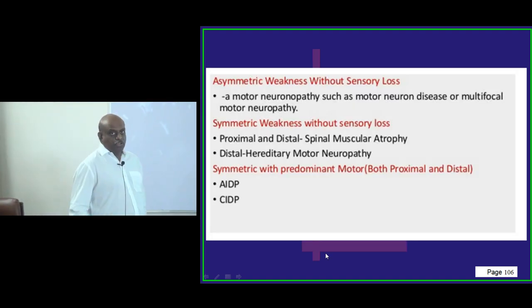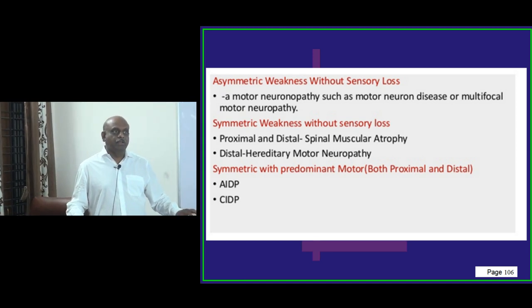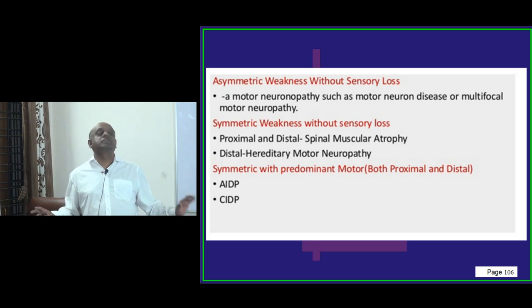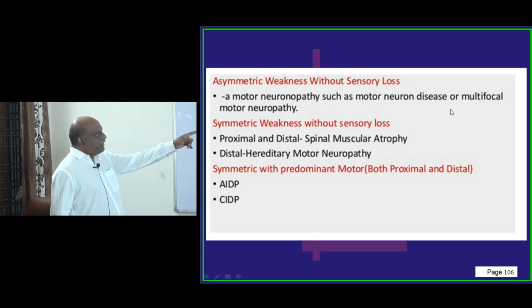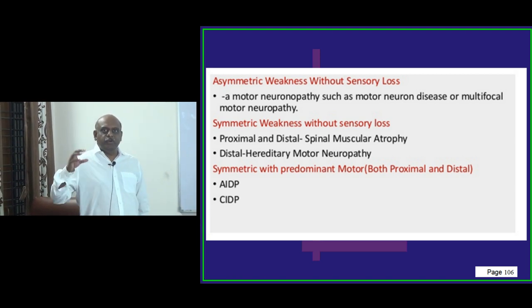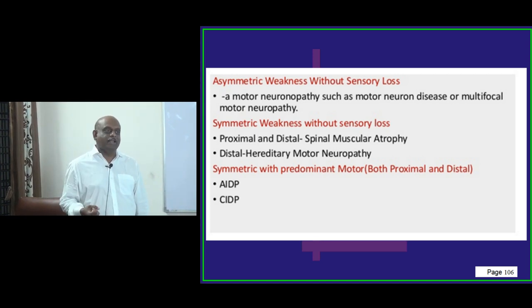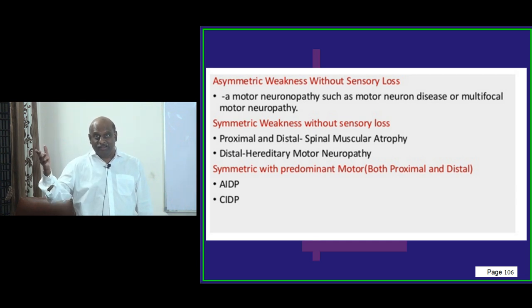Then there is asymmetric motor weakness, absolutely no sensory loss. Where do you find? Motor neuron disease. Fundamentally, in motor neuron disease, there is a superoxide dismutase deficiency. If the superoxide dismutase is not there, oxygen free radicals will lead to the injury of the anterior horn cells and the cranial nuclei, that is the bulbar nuclei. And also they will affect the pyramidal tract. That's the reason, because the pyramidal tract is involved, UMN, and because anterior horn cells are involved.